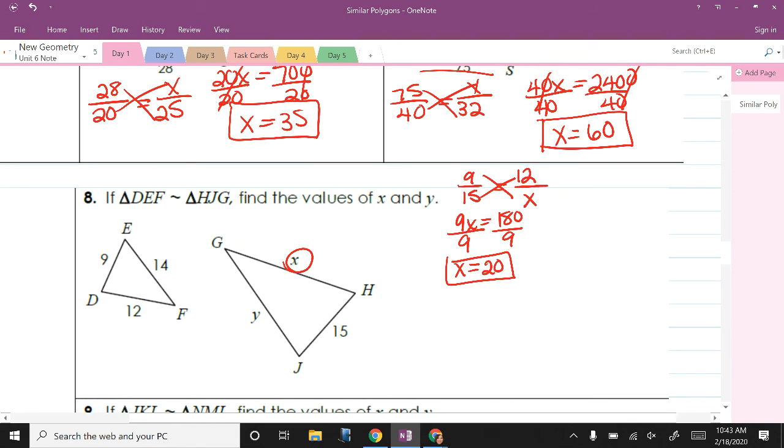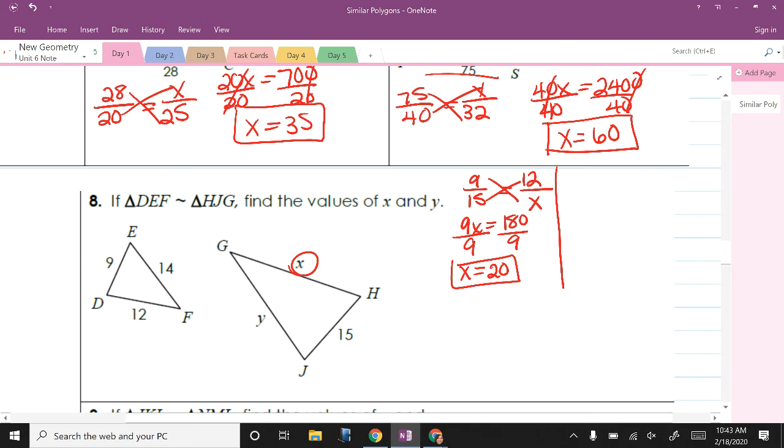Okay. There's x. Now let's do y. So I'm going to still start with that 9/15 because I knew both of those to start with, right? So y is in the second triangle and so is 15. So I'm going to put y on the bottom. Now what is the length in this triangle that goes with y? It was GJ, which is EF, which is 14. Y'all see that? Okay.